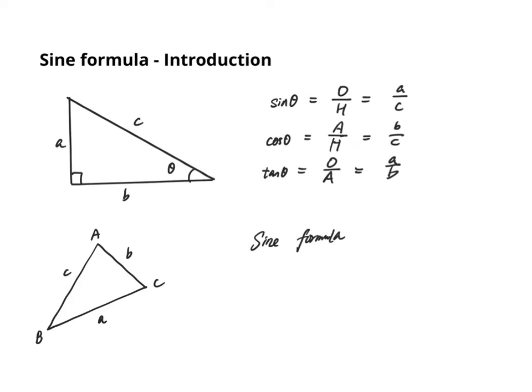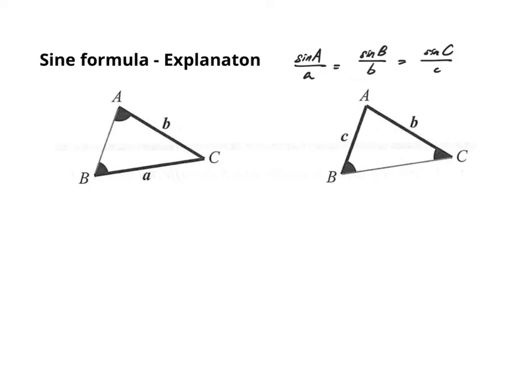In the sine formula, we use the capital letters A, B, C to represent the angles. The small letters a, b, c represent the length of one side of the triangle, where the small letter a is the opposite side of the capital letter A, small letter b is the opposite side of the capital letter B, and small letter c is the opposite side of the capital letter C. In the sine formula, sine A over a is equal to sine B over b is equal to sine C over c.